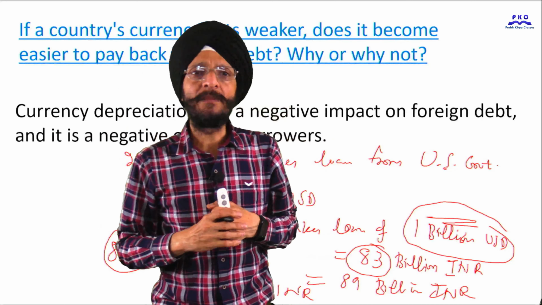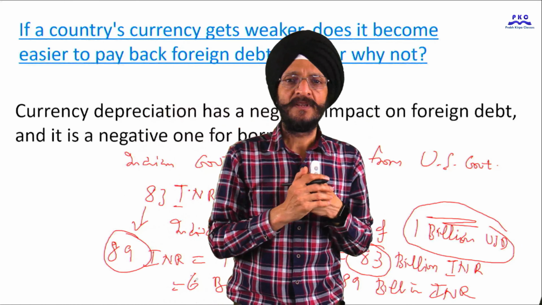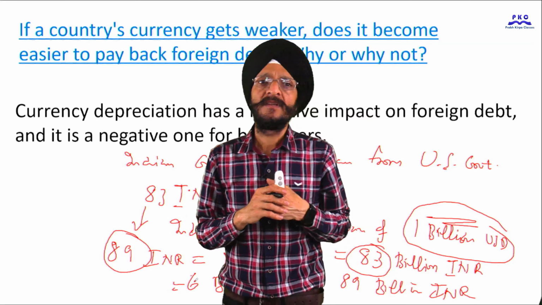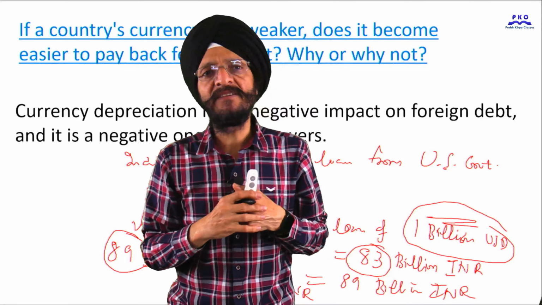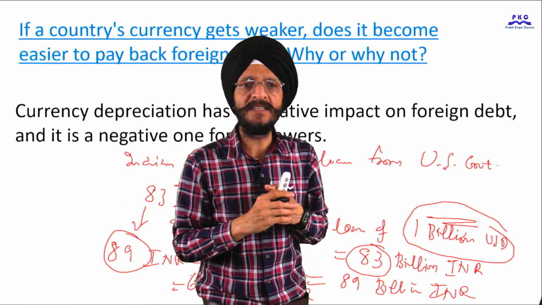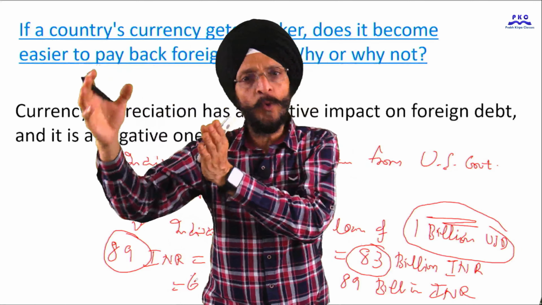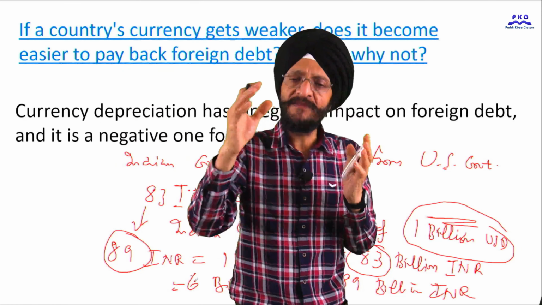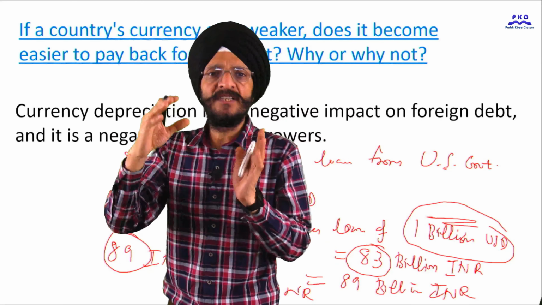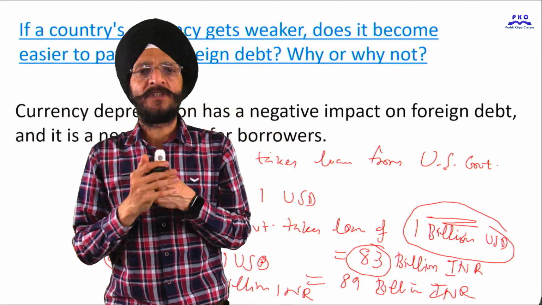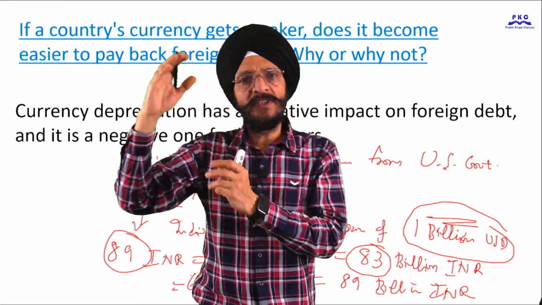It is also to be remembered that currency depreciation is a double-edged sword. On one side, currency depreciation has a negative impact on foreign debt. That is, it is negative for borrowers. The borrowers will have to pay more in their domestic currency if the currency depreciates. On the other hand, currency depreciation is beneficial for the exporters, as the exports become cheaper for the foreign buyers.